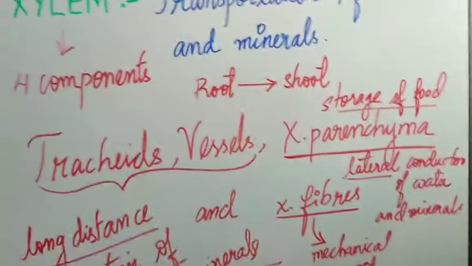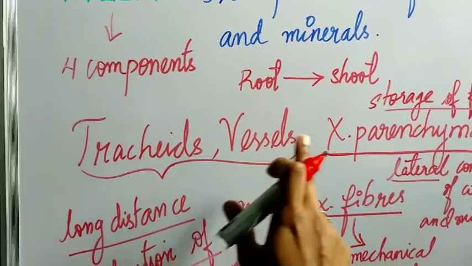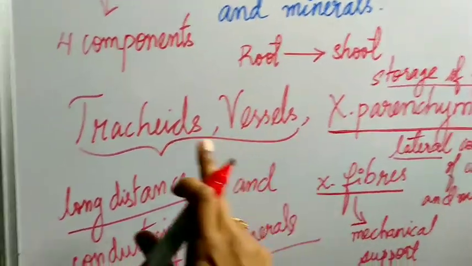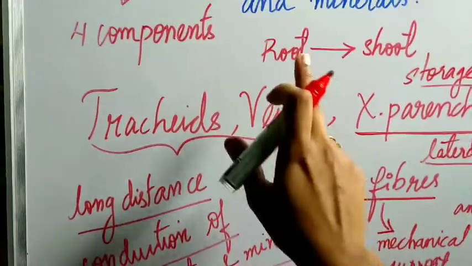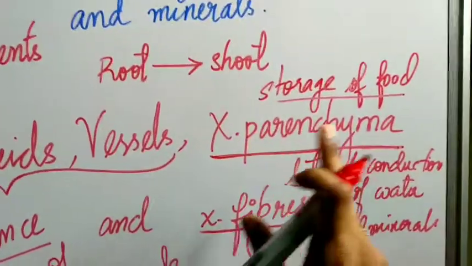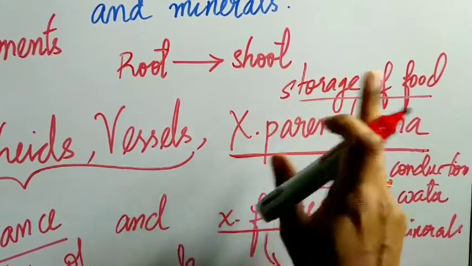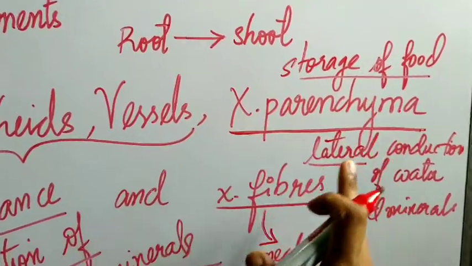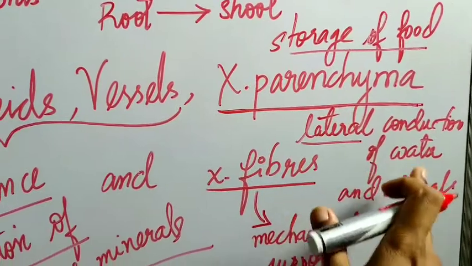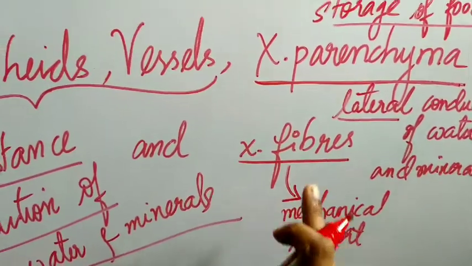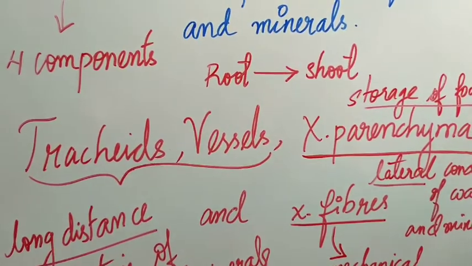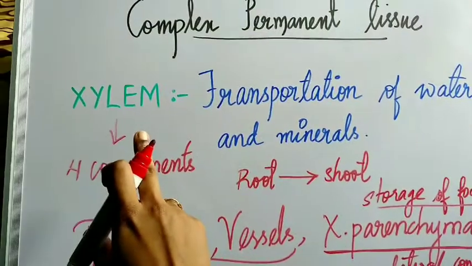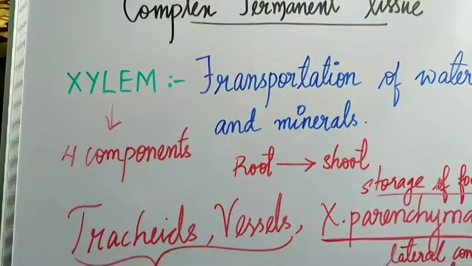So we have four components: tracheids, vessels, xylem parenchyma, xylem fibers. Tracheids and vessels are involved in upward or long distance conduction of water and minerals from root to shoot. Xylem parenchyma's main function is storage of food, and apart from that, they also help in lateral conduction of water and minerals. Xylem fibers provide mechanical support to the xylem tissue. This is about the vascular tissue, xylem. Let us move on to the next one.